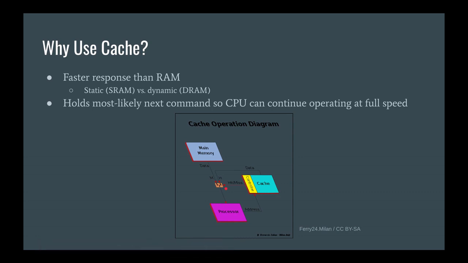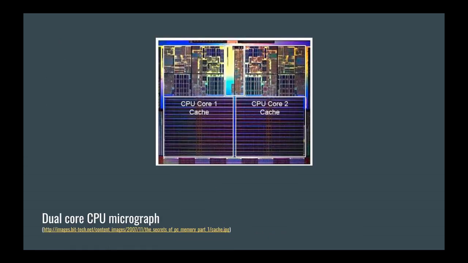And absolute worst case scenario, if it's not in main memory, then it has to go to the virtual memory and pull it off the hard drive and bring it into the processor. Because the cache is so much closer to the processor, it's much quicker to pull data from the cache than it is main memory. This is just a picture of a dual CPU.